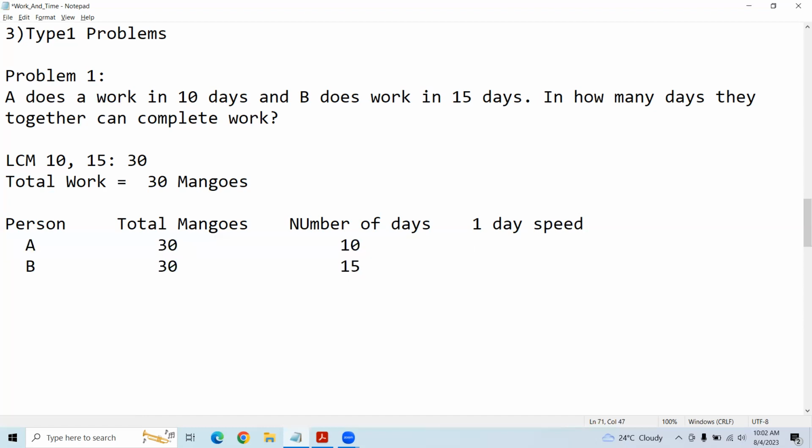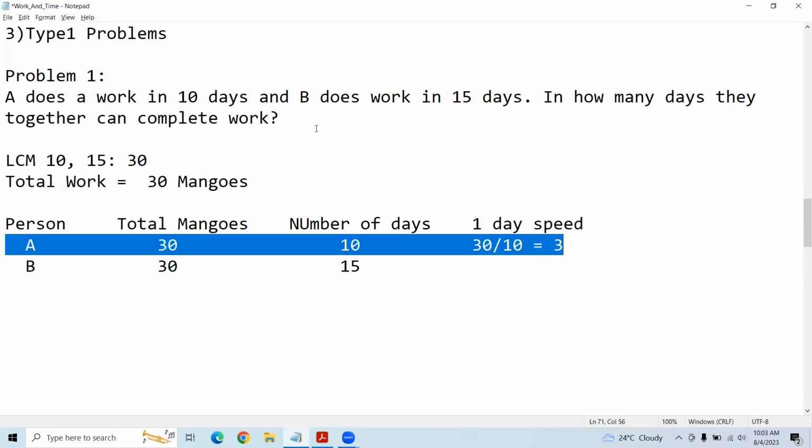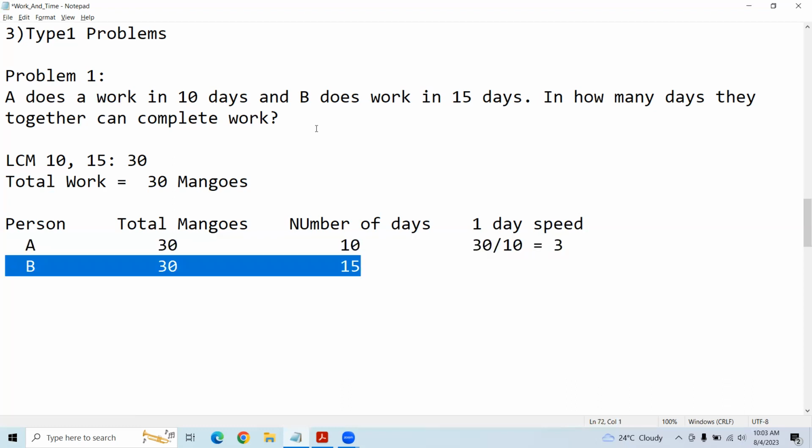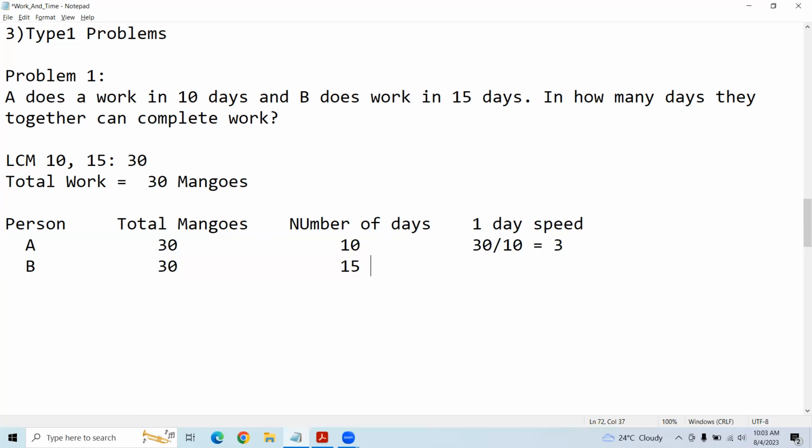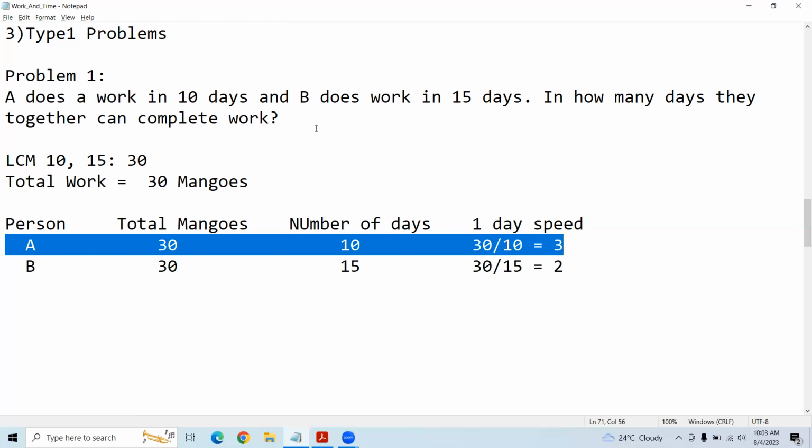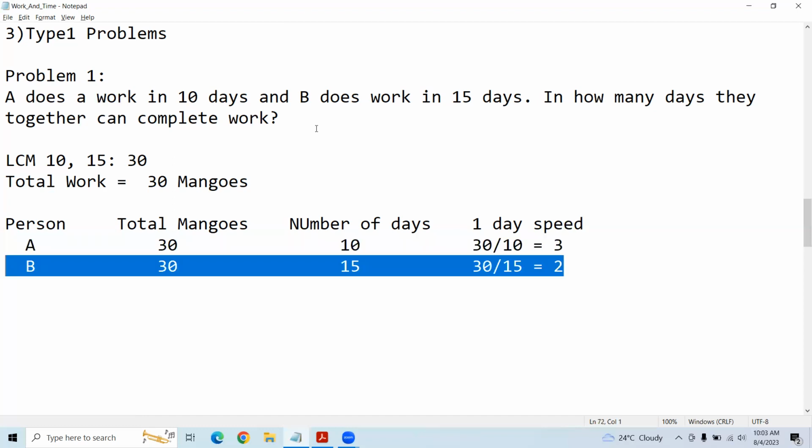So if you see here, for A, in 10 days he eats 30 mangoes. So in 1 day, how much mango will he eat? 30 divided by 10 is equal to 3. Because in 10 days, he is able to eat 30 mangoes, so in 1 day, he is eating 3 mangoes. Similarly, do for B. In 15 days, he is eating 30 mangoes. So in 1 day, he will eat 30 upon 15, that is 2 mangoes. So now we are okay with A can have 3 mangoes in 1 day and B can have 2 mangoes in 1 day.